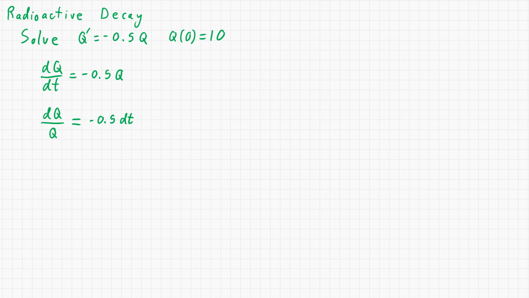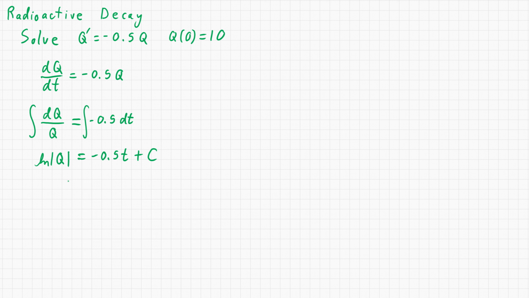Right. Let's go ahead and put some integrals on that so we can solve this. All right, so the integral of dq over q, well, that's the natural log absolute value of q. There's a plus c, but I'm going to lump it onto the other side. So I have negative 0.5, so it's going to be negative 0.5 t. Then there's my constant of integration for both sides.